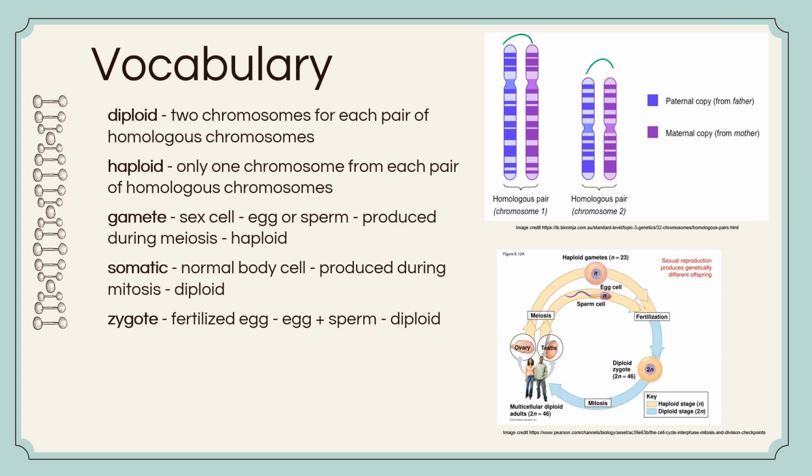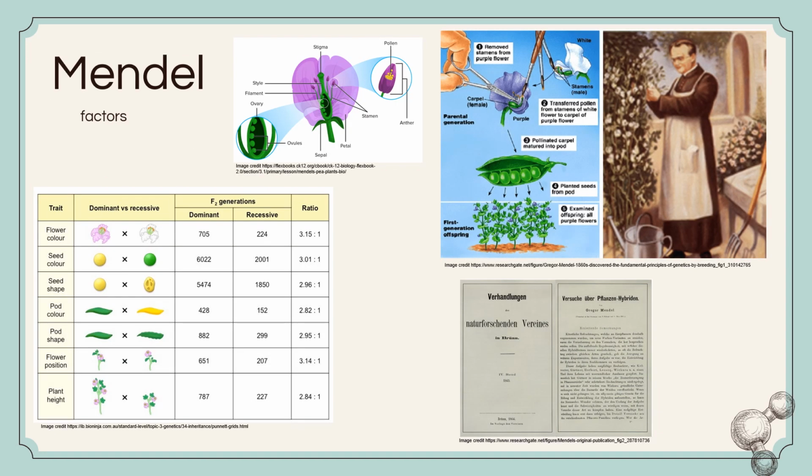We have two of each pair of homologous chromosomes, whereas in haploid we only have one. So either the one from the dad or the one from the mom, but not both. Haploid cells are gametes. During fertilization, the gametes meet and we go back to diploid. In humans, diploid is 46 and haploid is 23, but different species have different numbers, so don't get stuck on 23 and 46. And of course, Gregor Mendel is the father of genetics.